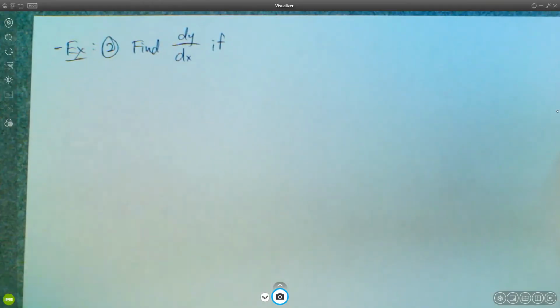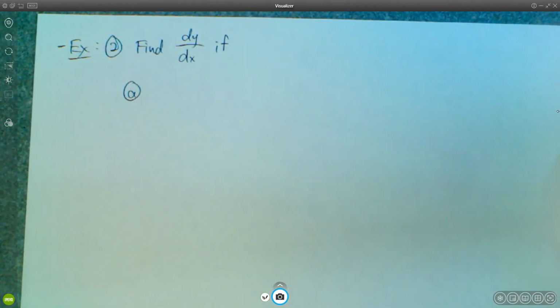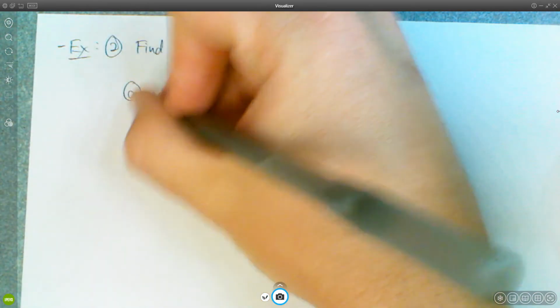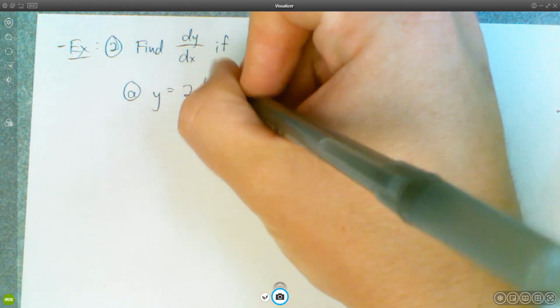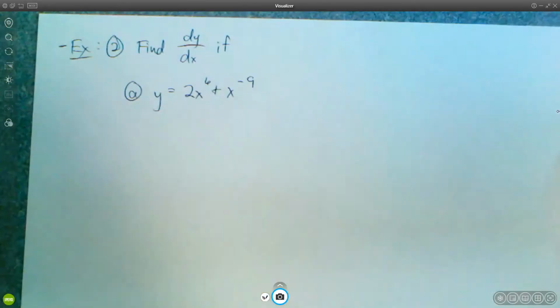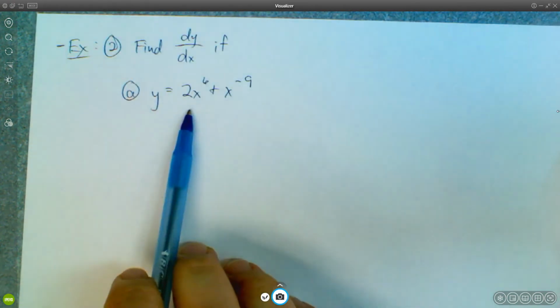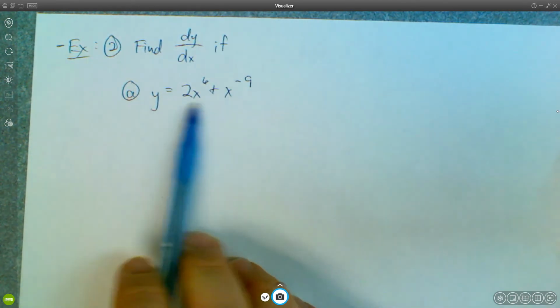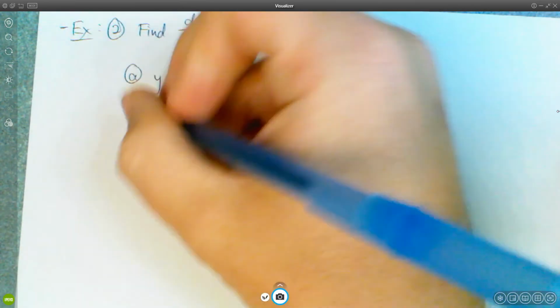So find dy dx. Well, that's just another way of saying calculate the derivative, right? But let's find dy dx if y equals 2x to the 6th plus x to the negative 9. Now imagine doing this the long way with the limit definition, right? That would be kind of a pain. But we've got power rule, we've got sum and difference rule, right? We have that constant rule, so this is pretty nice, right?